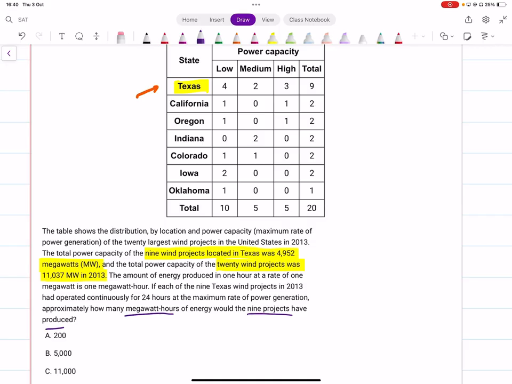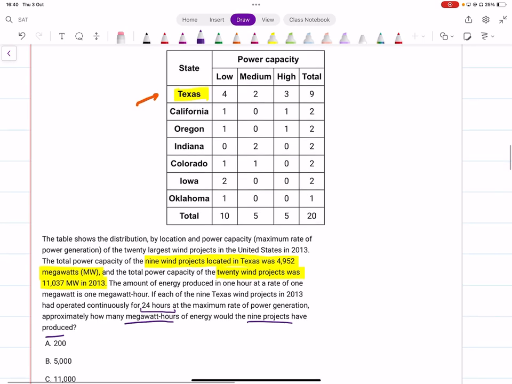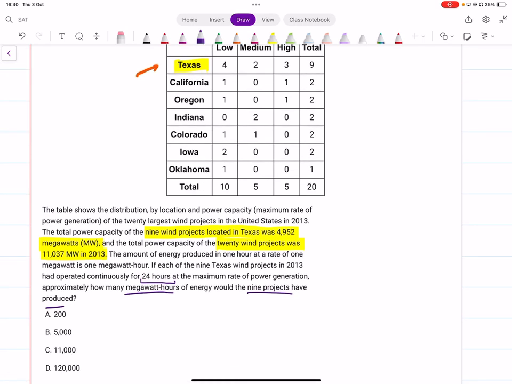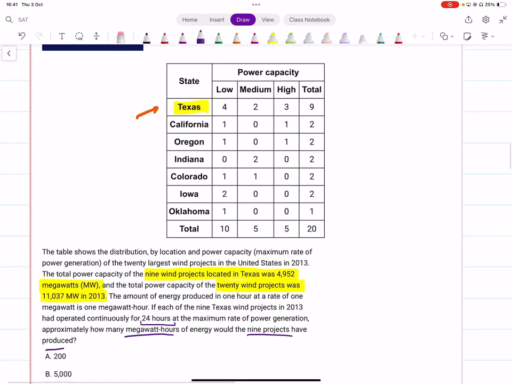The amount of energy produced in 1 hour at a rate of 1 megawatt is 1 megawatt hour. In each of the 9 Texas wind projects in 2013, they operated for 24 hours at the maximum rate of power generation. The data is about 2013. Approximately how many megawatt hours of energy would the 9 projects have produced? So we're only focusing on Texas. These are 9 projects in total. Some of them have a low power capacity, some of them have a medium power capacity, some of them have high power capacity.